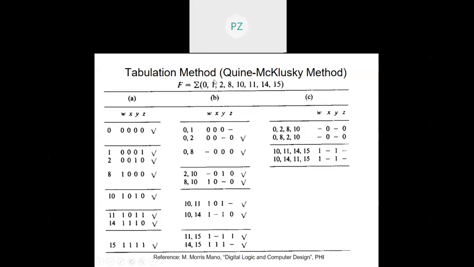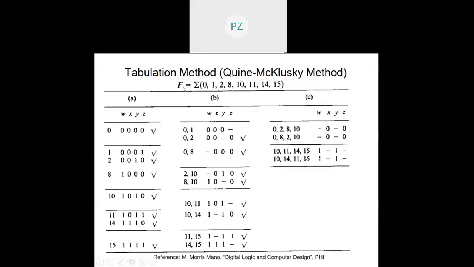It is also called Quine-McCluskey method, based on the person who proposed it, Quine, and then there was some modification suggested by McCluskey. So it may alternately be called Quine-McCluskey method, but as a common name we call it a tabulation method. So let us take an example and see.